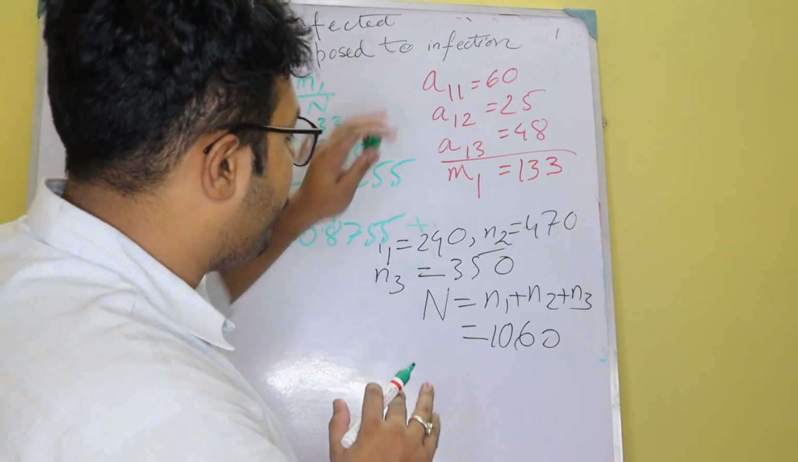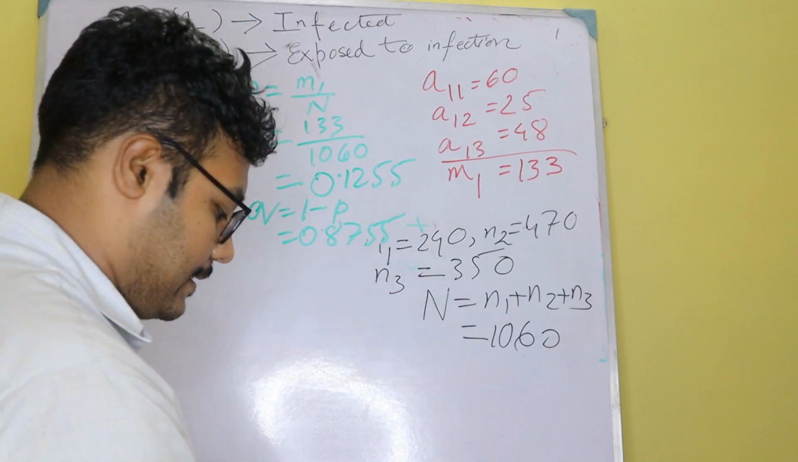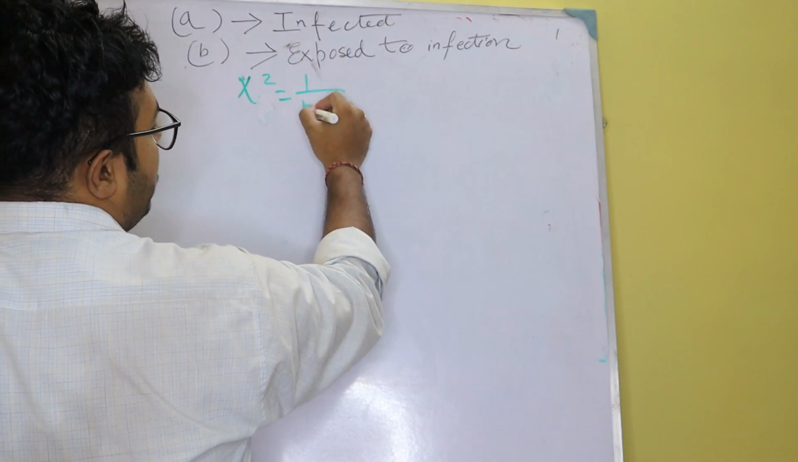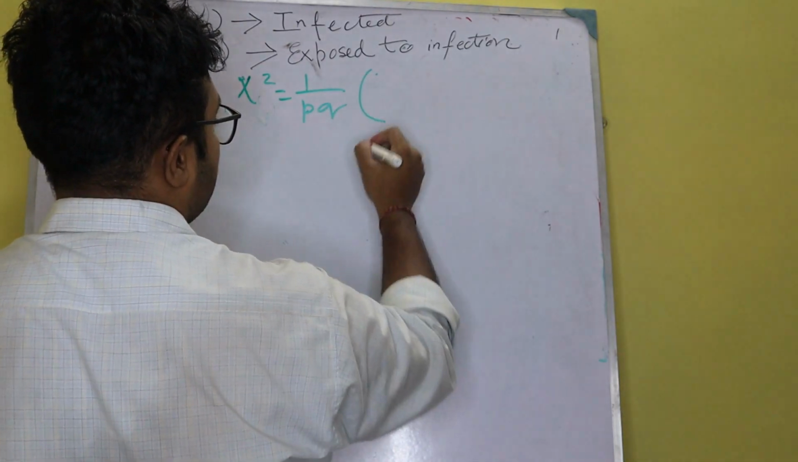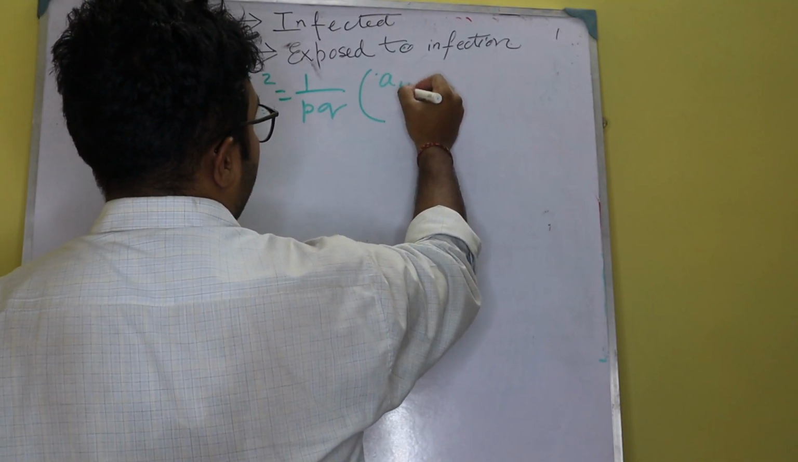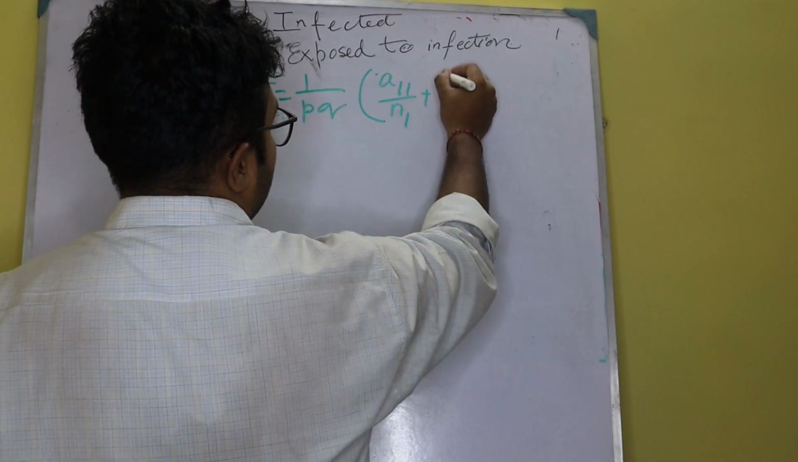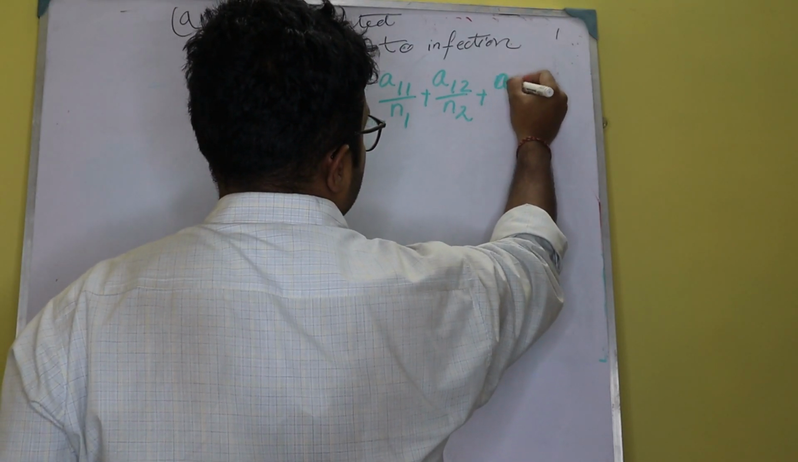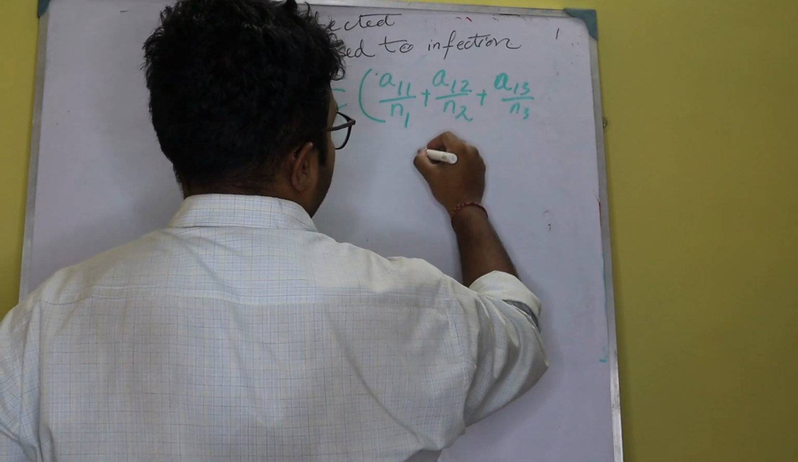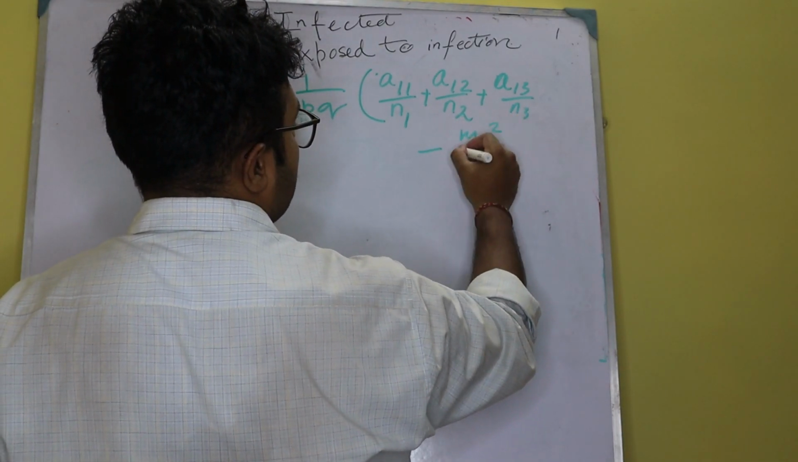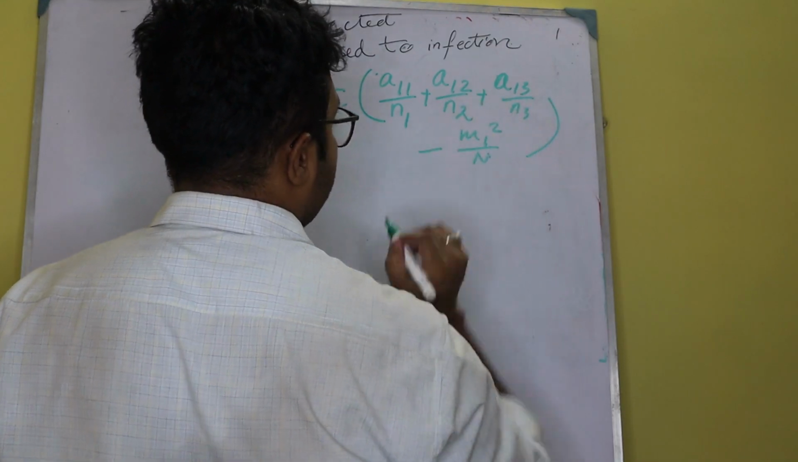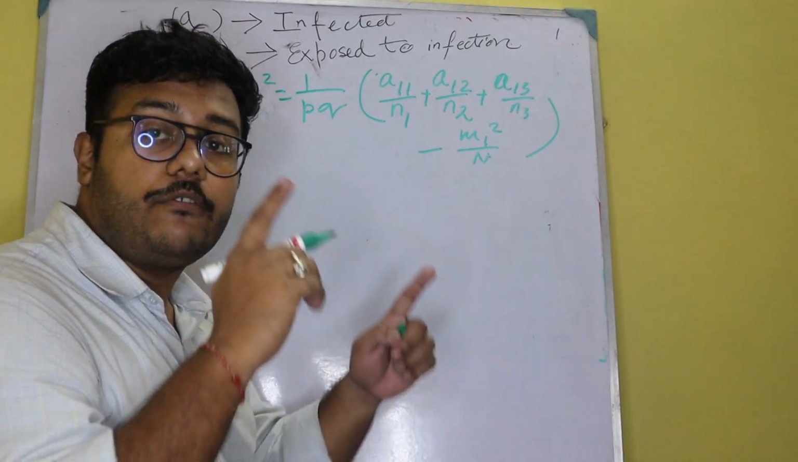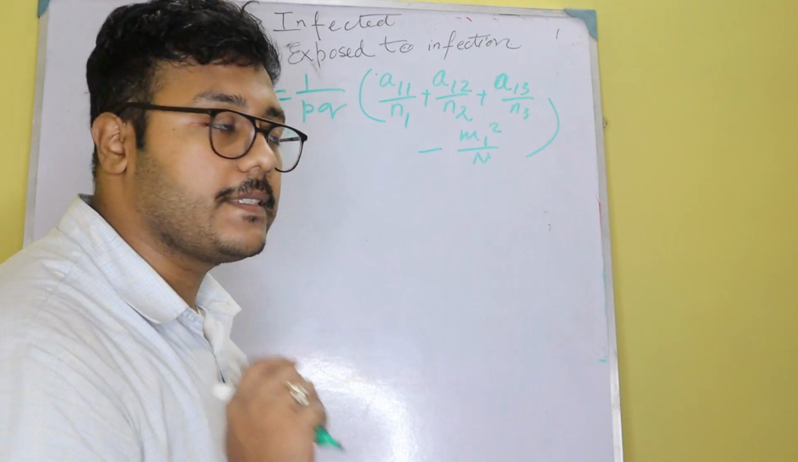So P and Q we know here now. Now we just have to apply the formula directly and we will get the answer. Chi-square is equal to 1 by PQ into A11 square by N1 plus A12 square by N2 plus A13 square by N3 minus M1 square by N. So this is the formula. It will be applied here. Why A11, A12, A13? Because we have 3 columns.